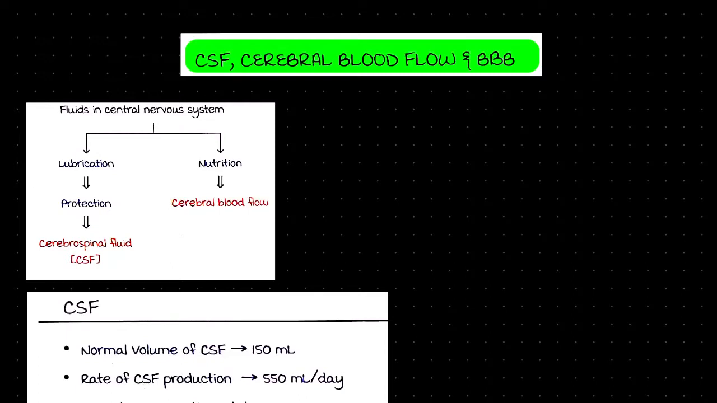The topic of discussion that we are going to cover right now is CSF, right? We are going to talk about cerebral blood flow and blood-brain barrier. Now, it's an easy topic of CNS. So, without delay, let's move toward the topic.